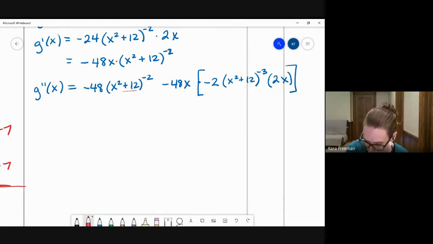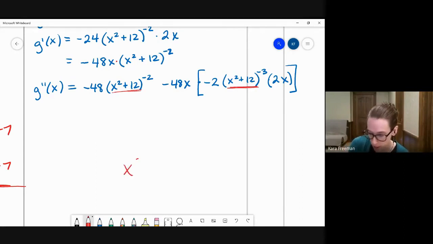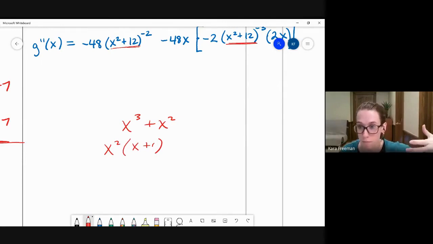You see how in our first term, we have an x squared plus 12 factor. And over here, we have an x squared plus 12 factor. You can factor an x squared plus 12 out. Now, when you factor something out, don't write this down, but let's say you have x cubed plus x squared, and you were trying to factor out the GCF. What's the GCF there? That's x squared, right? And you would get x plus 1, correct? What are you actually factoring out? You're factoring out the smaller of the two exponents, yes?